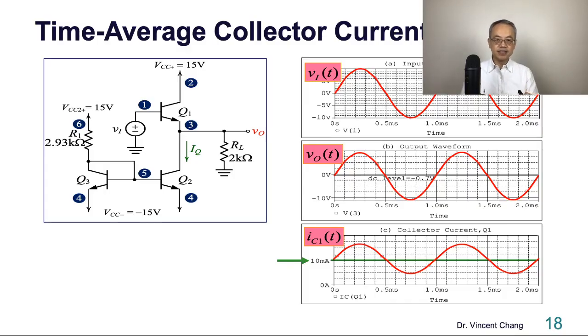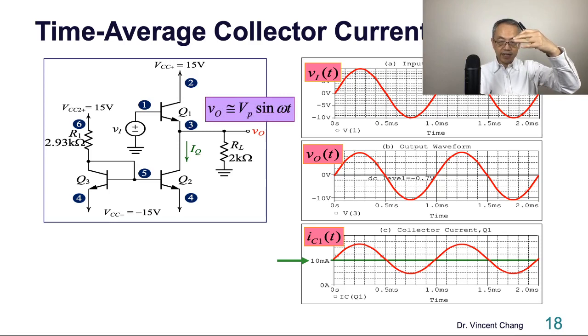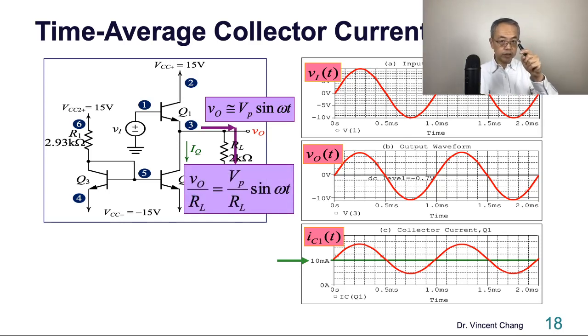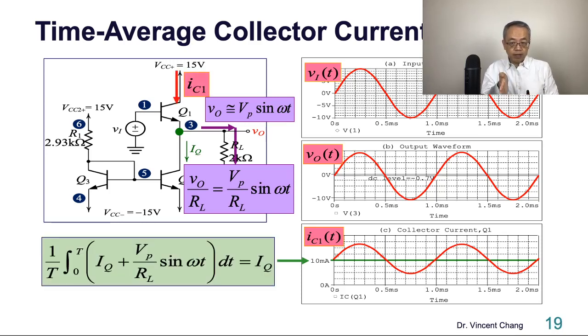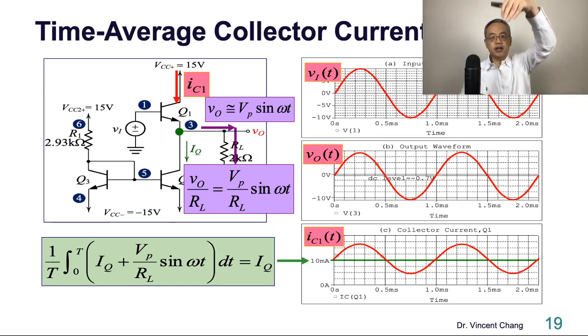Let me explain this. I said the VO, the VP, is the amplitude of the signal, VP sine omega t. And then the load current is divided by RL, right? Still a sine wave. And look at the green note. So the bias current IQ plus the purple current equals the red current on the top.